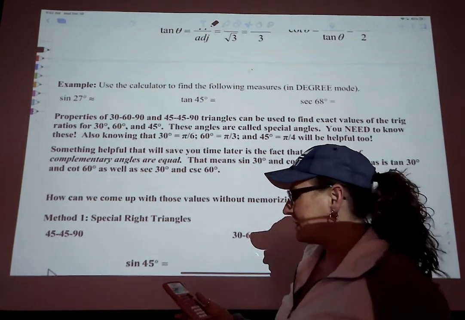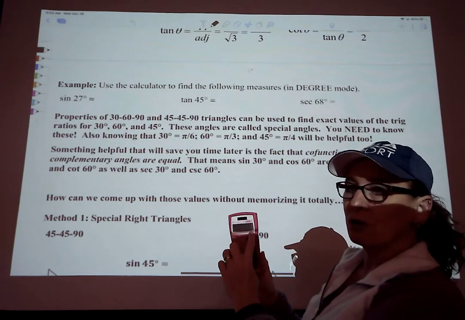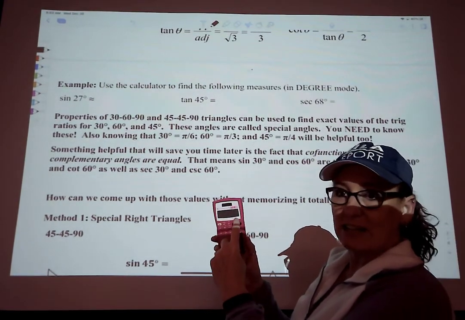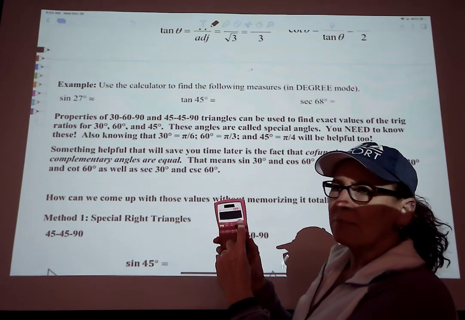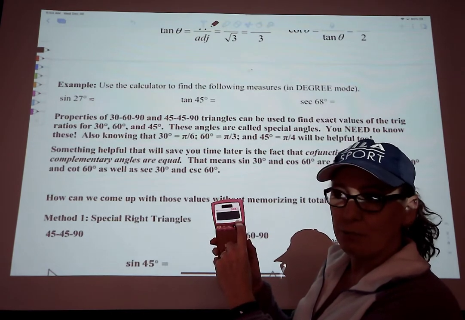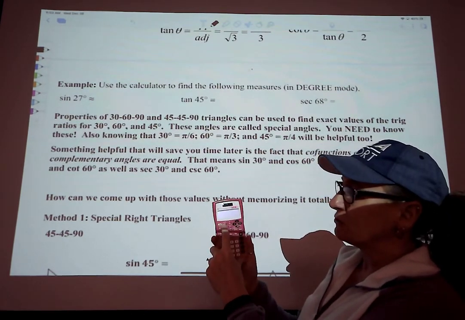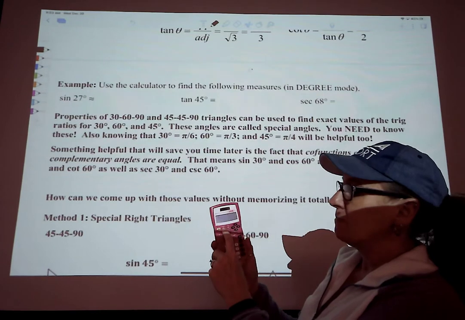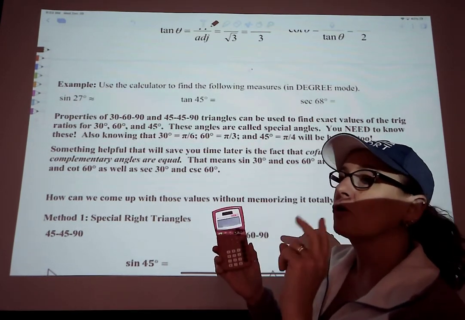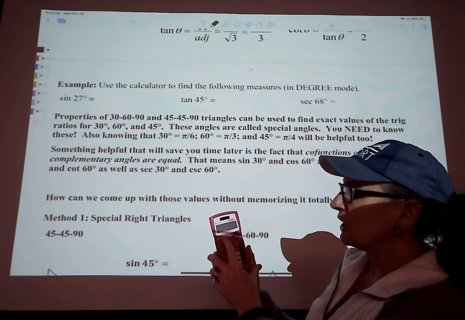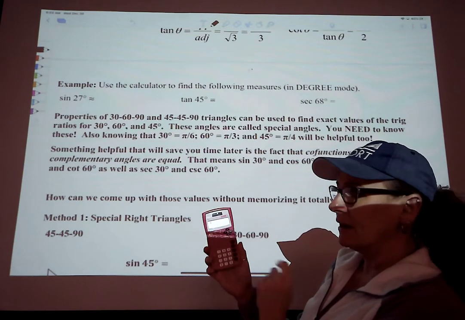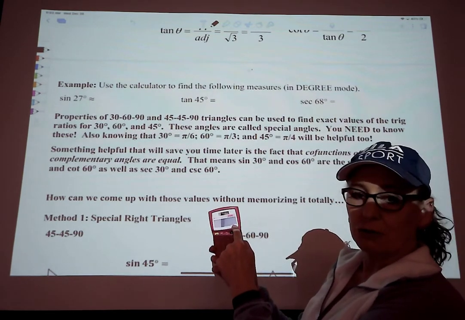So I've got my scientific calculator. I'm going to make sure I'm in degree mode. If your scientific calculator doesn't say DEG down at the bottom, it might say RAD. Well, you're in radian mode. You need to get out of radian mode. So to switch modes, it's right beside your second button, and it says DRG. Degrees, radians, gradians. And you can switch back and forth. So push that button, highlight degree, hit enter. You're going to be in degree mode.